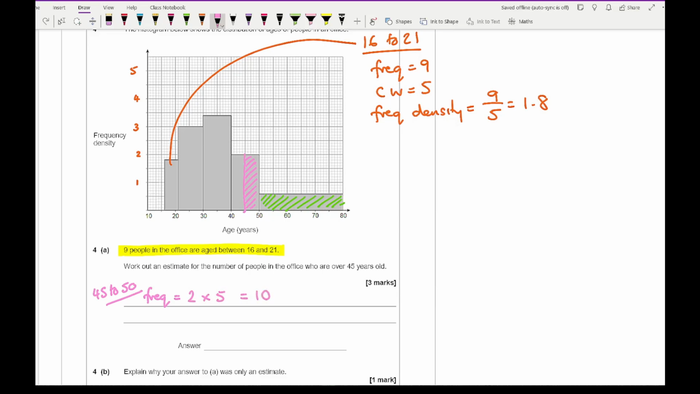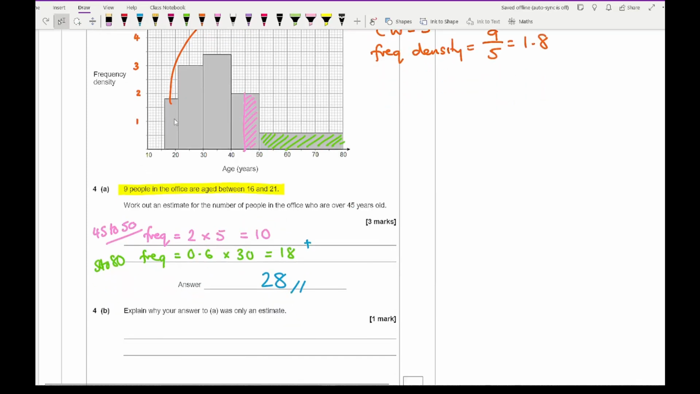So that's 10. And then from 50 to 80, the frequency density, well, I make that out to be around about 0.6. So it's going to be 0.6 times the class width, which is 30, and 0.6 times 30 is 18. So then adding those two numbers up, I get 10 plus 18, which is 28.